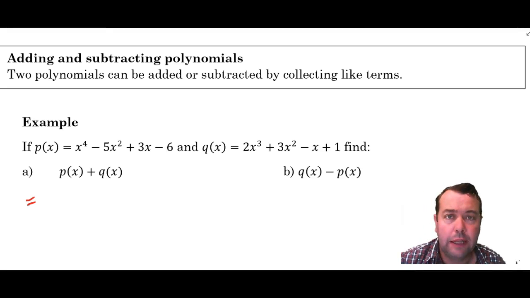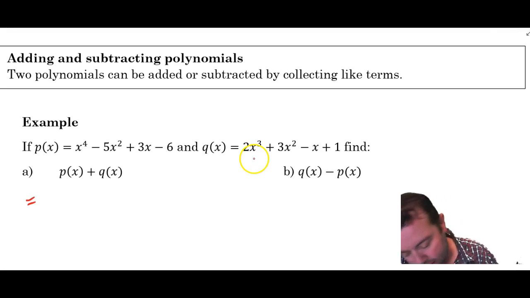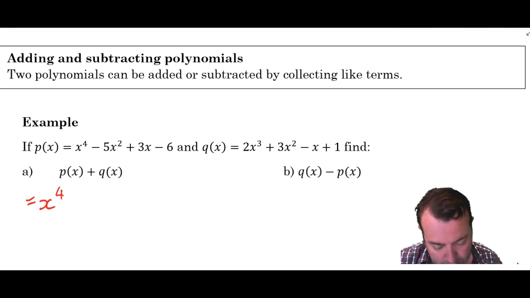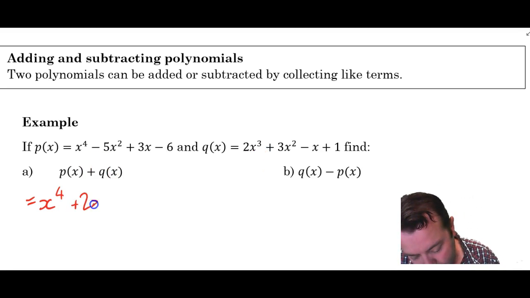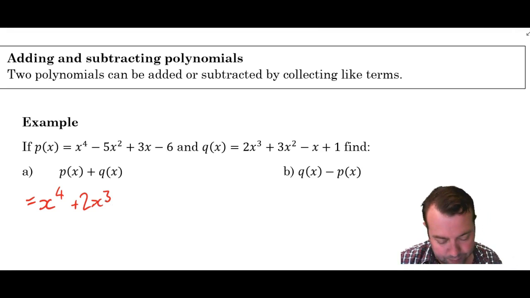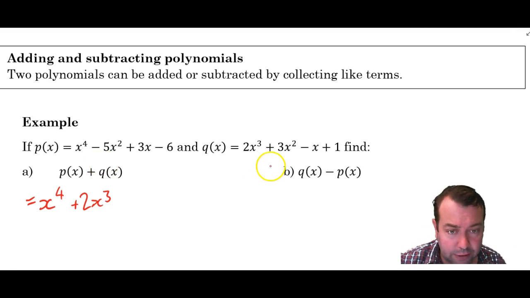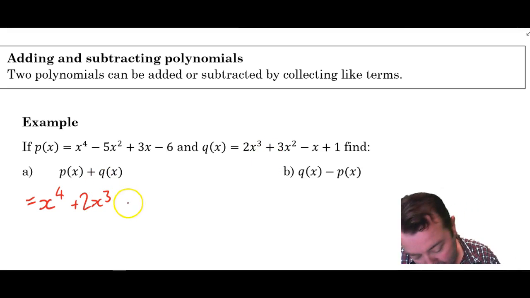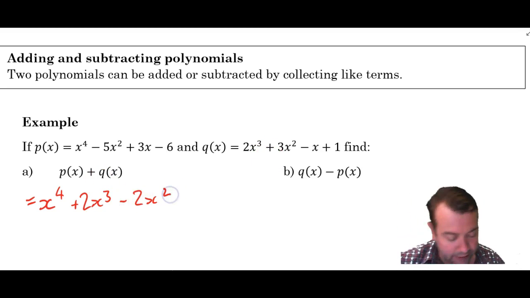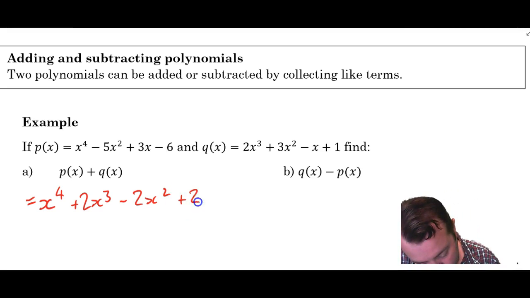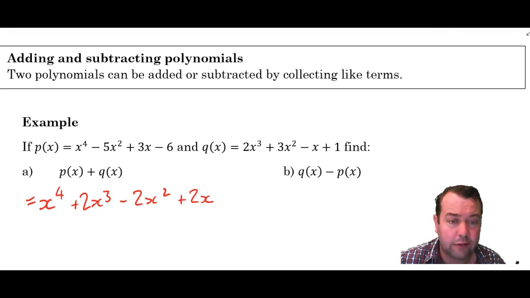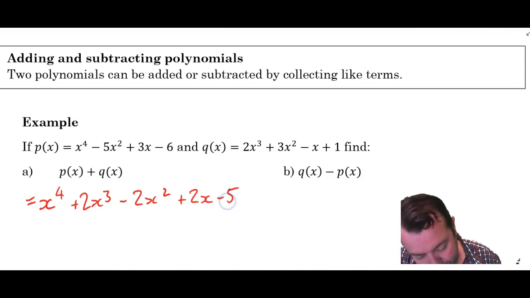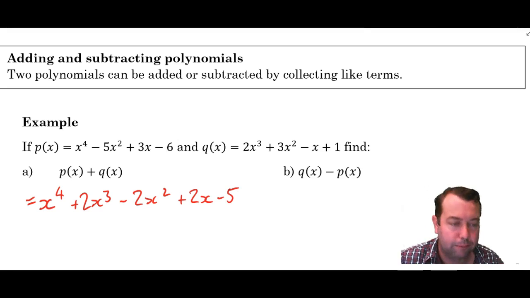The first polynomial here has a degree of 4, the second has a degree of 3. So let's just add all the powers of 4 first. I've just got x to the 4. What about powers of 3? There's nothing here, there's 2 here, so plus 2x cubed. Squared terms, negative 5x squared plus 3x squared, so negative 5 plus 3 is negative 2x squared. Now our x terms. I've got a 3x and a negative x. So when I add those together, I'll get plus 2x. And finally, my constants, I've got a negative 6 plus a 1 is minus 5. There we go. That's the polynomial p plus q.